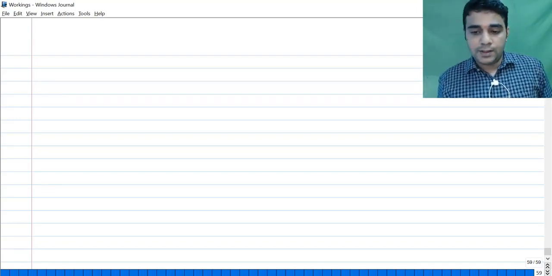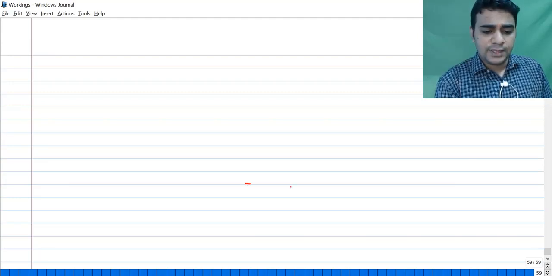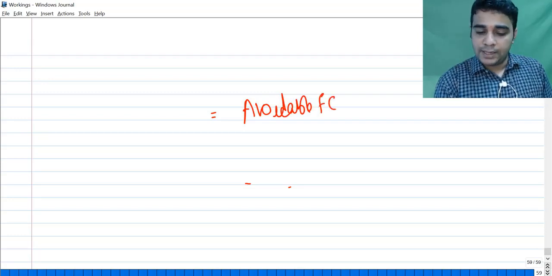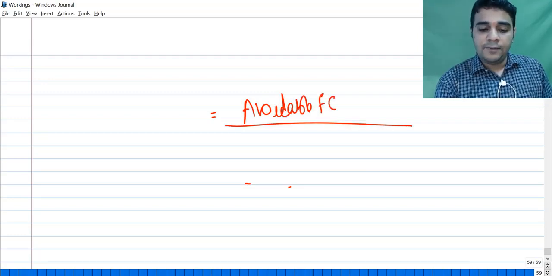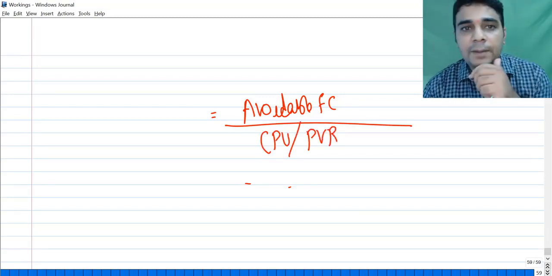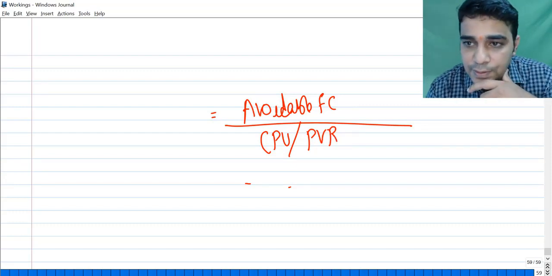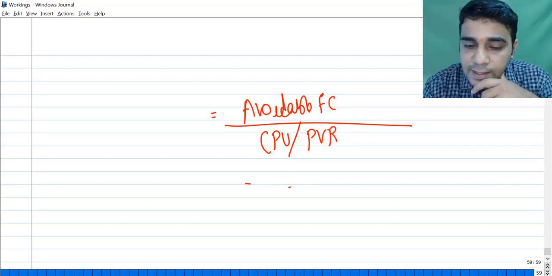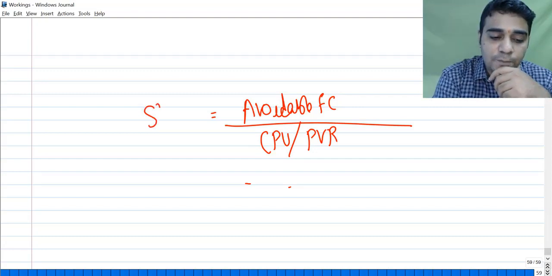So what we do here is, shutdown point is equal to avoidable fixed cost, and there is a formula to calculate avoidable fixed cost, I will come to it in some time, divided by contribution per unit or PVR. If you divide by contribution per unit, you get the answer in units. If you divide by PVR, you get the answer in rupees. This is called the shutdown point.